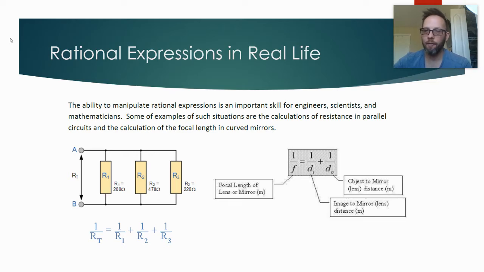The reason we need to get comfortable working with rational expressions is because they appear a lot in real life, especially in the field of physics. Engineers, scientists, mathematicians. Most of you finished your grade 10 science course, and one part of it is optics, and this is the lens equation, which involves rational expressions relating the focal length of a mirror with the distance of the image and the distance of the object.